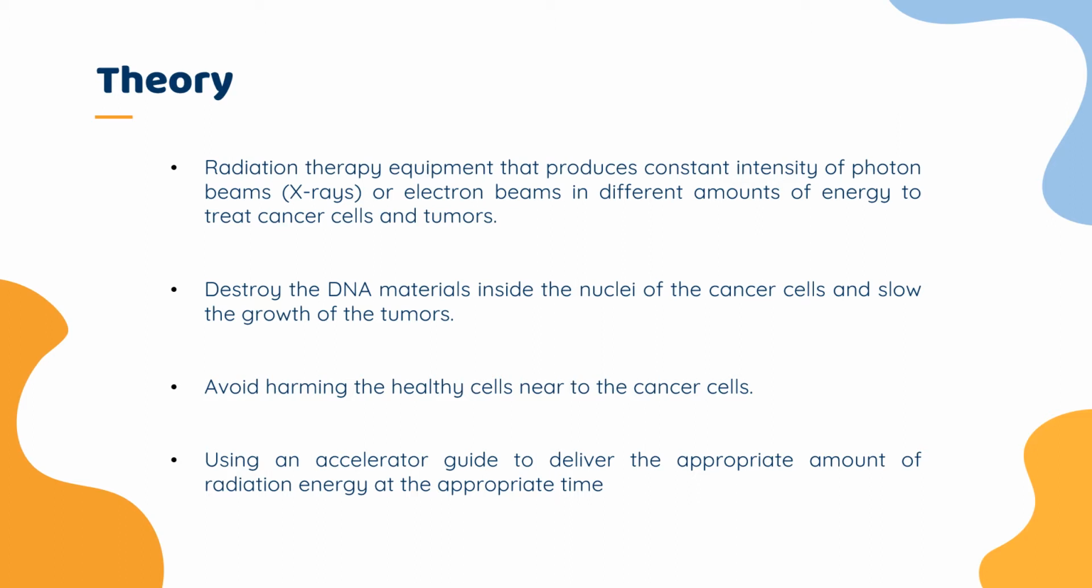The LINAC equipment uses a radio frequency, RF, energy source to generate radiations that destroy the DNA material inside the nucleus of the cancers and slow the growth of the tumors, while avoiding harming the healthy cells near to the cancer cell. LINAC is also using an accelerator guide to deliver the appropriate amount of radiation at the appropriate time.